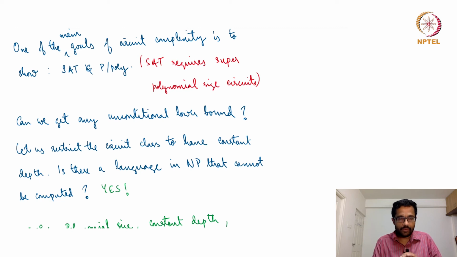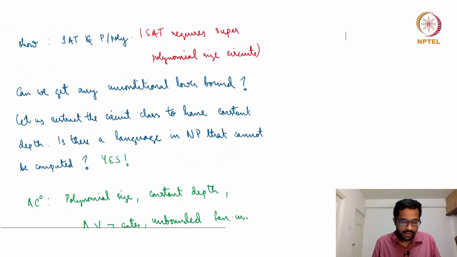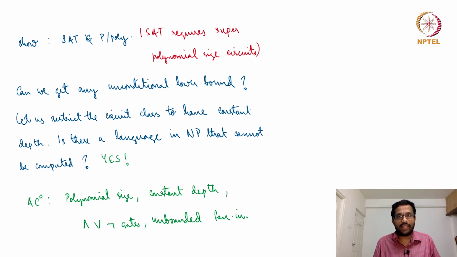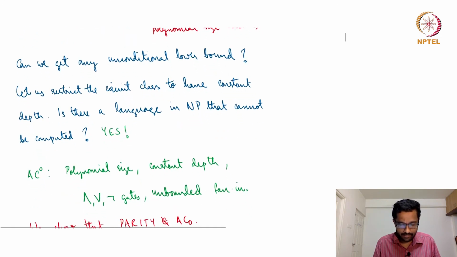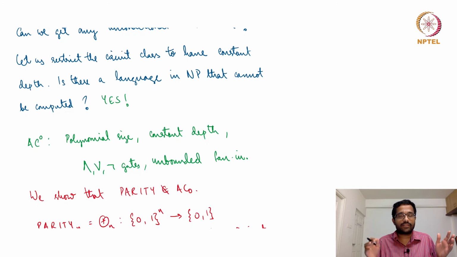So what we will do is, let's say that the circuit is restricted so much that it is allowed to have only constant depth. Now, is there a language in NP? And the answer is yes, and the answer is parity, right? Parity means it's the class of all strings that have an odd number of ones, right? You can compute it as a function as well, but you can also view it as a language. So all the binary strings that have an odd number of ones.